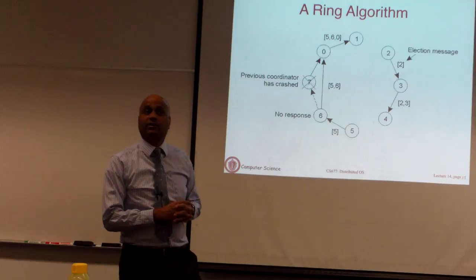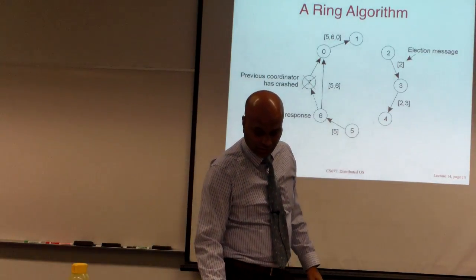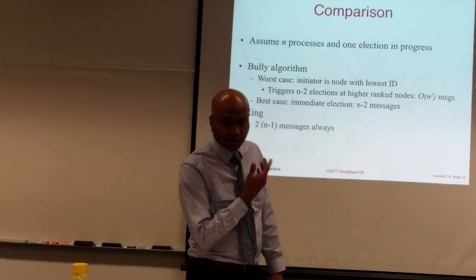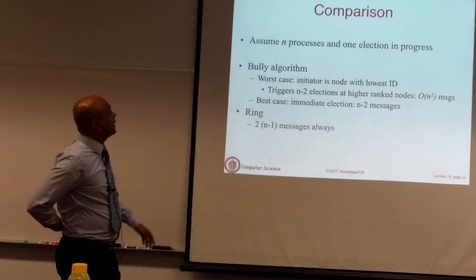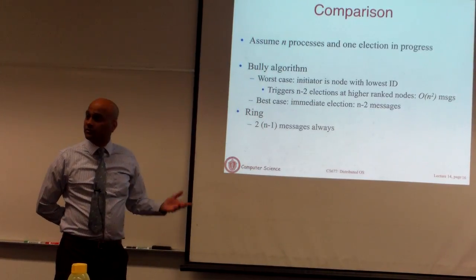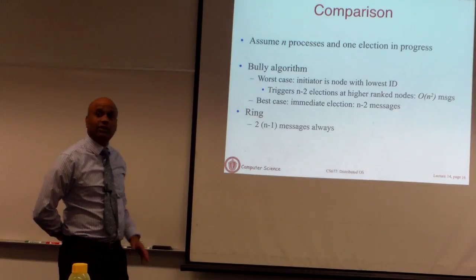Any other questions? Okay, so that is a ring algorithm. Here is a quick comparison between the two. We assumed n processes, and let's assume there's only one election in progress.